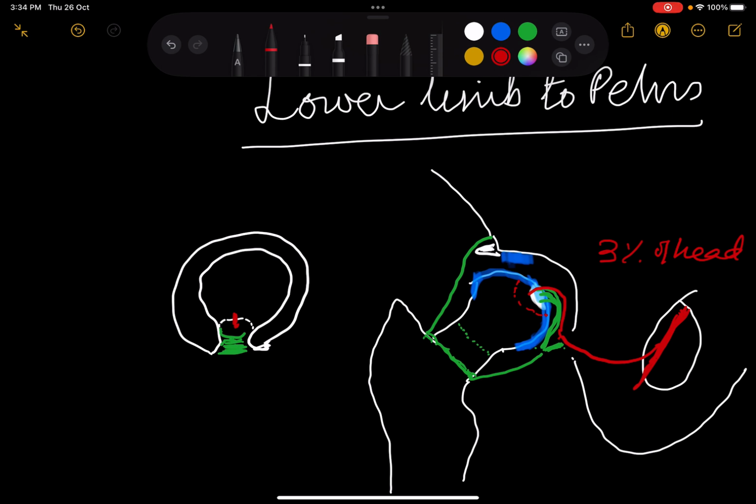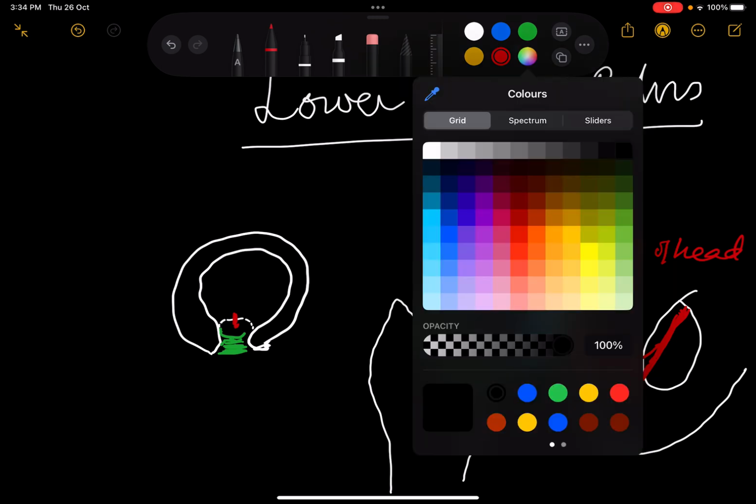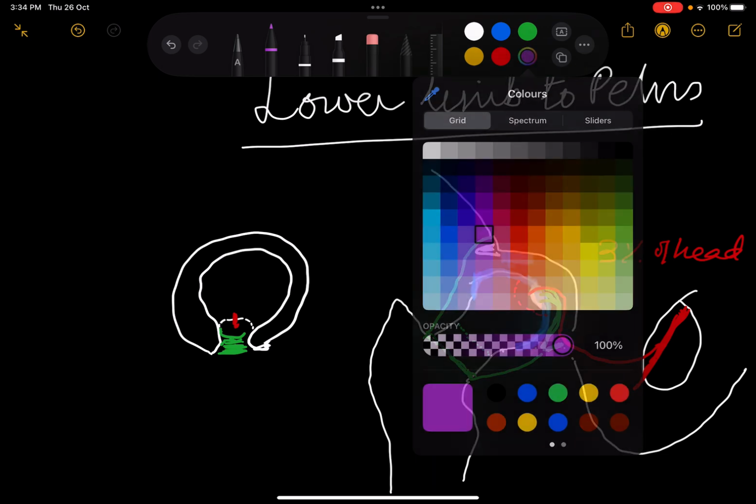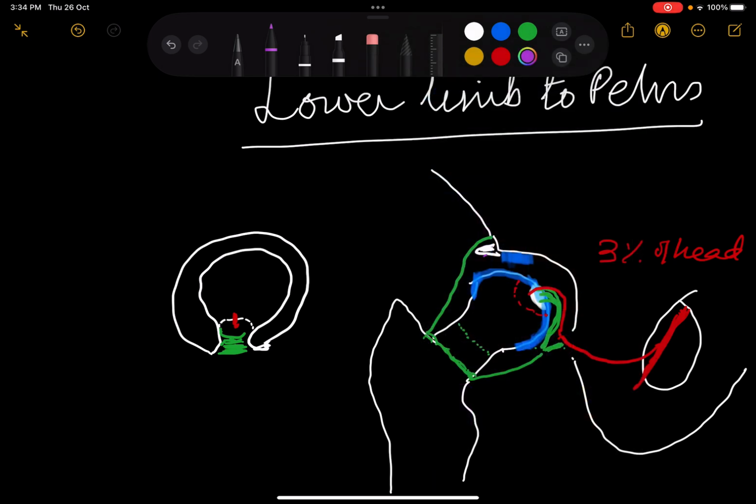The next thing we draw is the synovium. From the acetabular labrum, there is this synovium which is lining the capsule, which is called as the visceral layer. Then it winds round and goes around the neck. So this forms a cavity which is the synovial cavity.